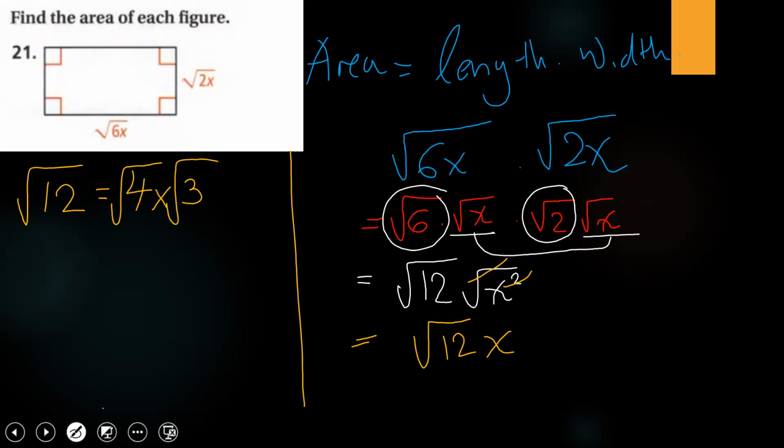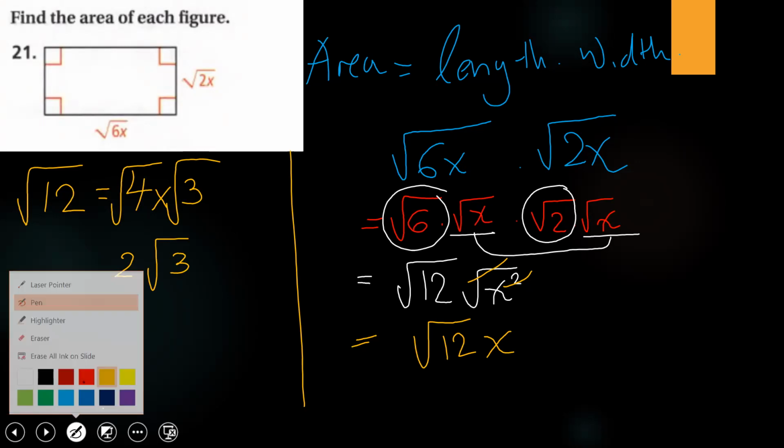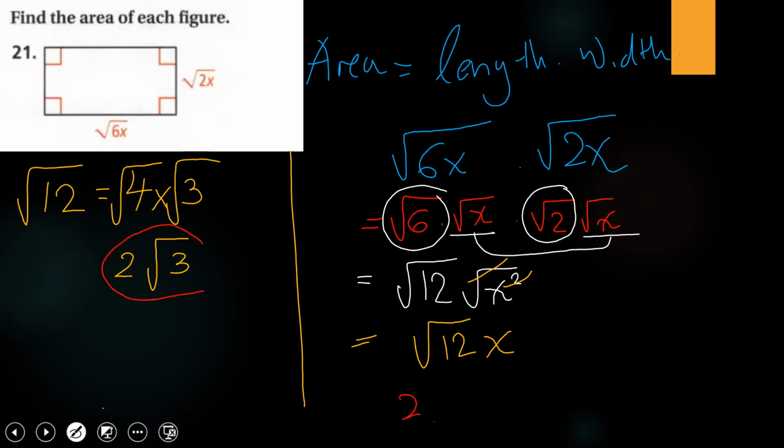What is the square root of 4? It is 2, times square root of 3. So now, instead of writing square root of 12, I have to write 2 square root of 3, times x. Then after that, this will be now the final answer.